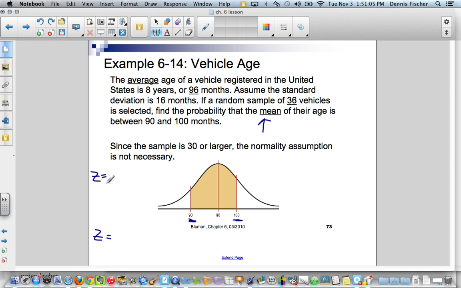So the first z-score we're going to take is my mean, which is what? We're looking for 90 here. First one we're going to do is 90, so we want the mean to be 90. The average is 96. Divided by my standard deviation, 16, divided by the square root of n, which is the square root of the number of samples, 36. Nice numbers. You're going to find that z-score. Then you're going to do the other point. So you've got 100 minus 96, divided by 16 divided by the square root of 36.